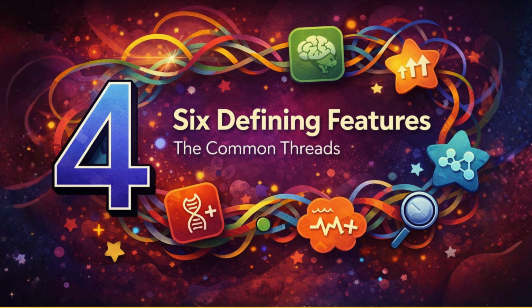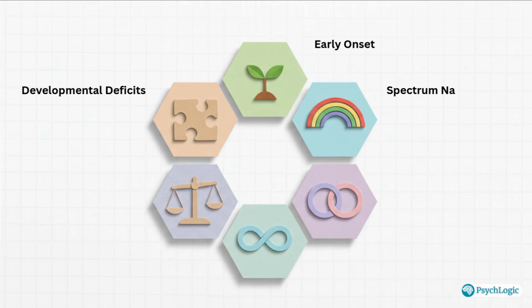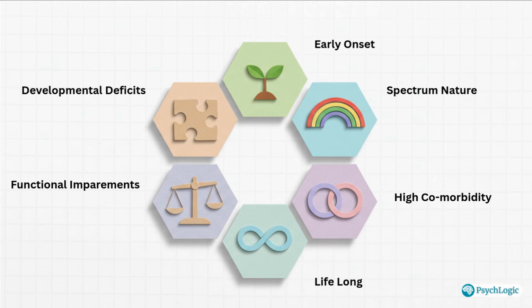Okay, so we know what they are, what they aren't, and we have a sense of where they come from. So now let's look at what they all have in common. Because while specific disorders like autism or ADHD can look totally different on the surface, all NDDs are united by a set of 6 core characteristics. And here they are. We've got early onset, developmental deficits, their spectrum nature, the fact that they're lifelong, high comorbidity, which is just a fancy way of saying they often show up with other conditions, and finally, functional impairment.